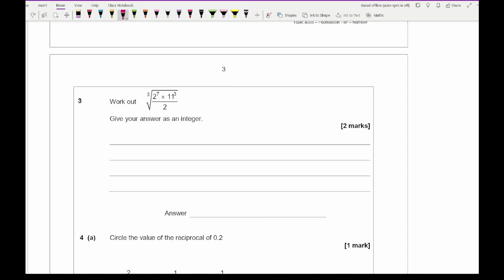I would probably assume that this is going to be on a calculator paper, but if it wasn't, then what I would do is I'd write this as 2 to the power of 7 divided by 2 multiplied by 11 cubed. Then we can treat this as 2 to the power 1, so that then becomes 2 to the power of 6 multiplied by 11 cubed.